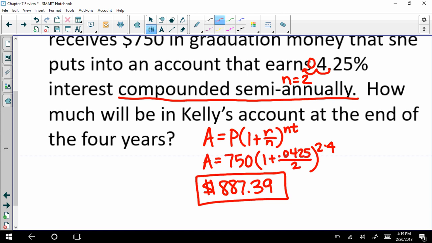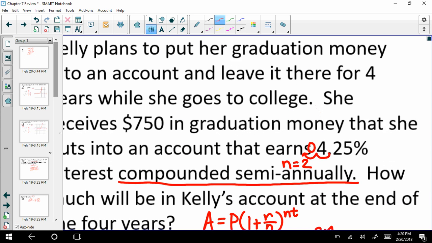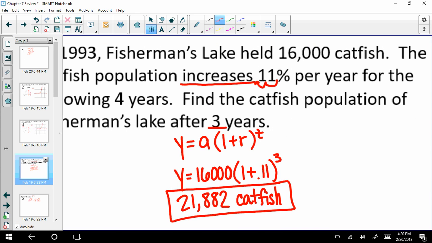So again, this would be a 2-point problem if it wasn't multiple choice. Show me what you're plugging into the formula and what you'll put, which is also what you'll plug in your calculator, and then your answer with a label. So again, 2 decimal places made sense here because this was money. On that very first problem that we did earlier, this one, when it talked about catfish, it did not make sense to have a decimal, so we just cut it off to the nearest whole number.